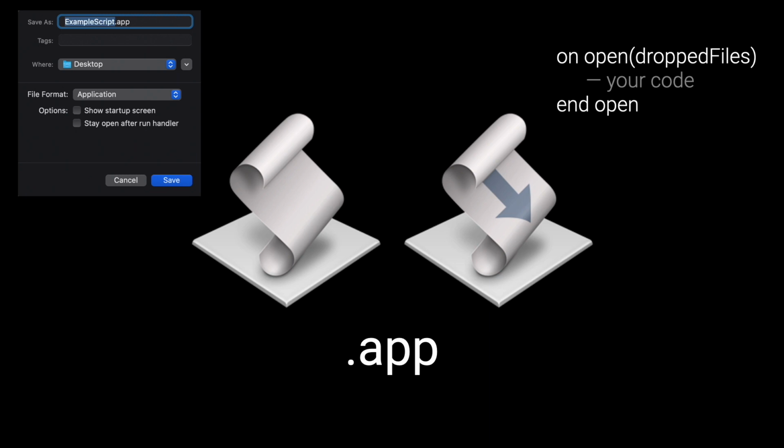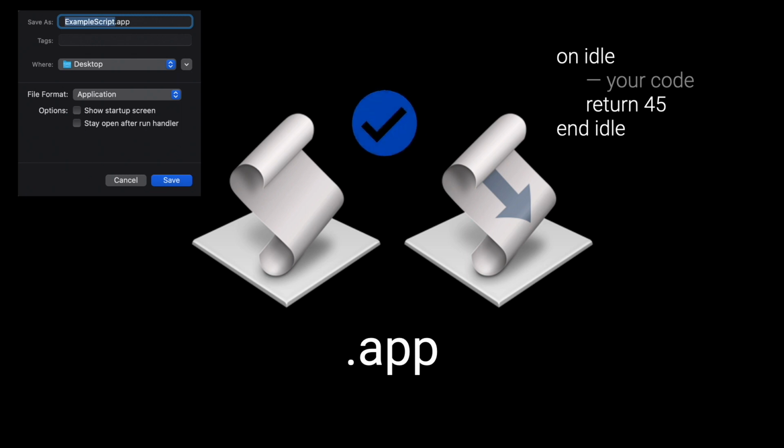Typically, a script will quit when it's finished running. But if you wanted to create something like a hot folder where your script constantly monitored a folder and looked for new files, you would want to use an onIdle handler with a return statement. In the example in this top right corner, you can see the return 45. What this does is tell the script to run the onIdle handler every 45 seconds. To prevent your script from quitting after it's run its code, you'll have to make sure to turn on the stay open after run handler checkmark in order for it to continue to run the onIdle handler.